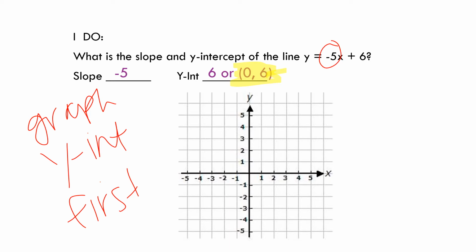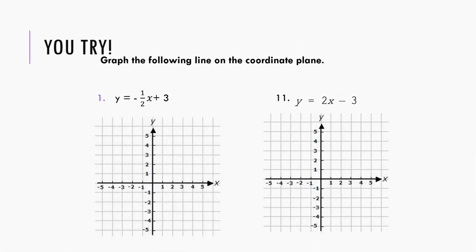So I'm going to graph my (0, 6) up here, and then my slope is -5, so I'm going to go down 1, 2, 3, 4, 5, and then go to the right 1. Then you draw your line between those points. Obviously that's not perfect because I'm doing this on a computer, but that is what your line would look like. So you go ahead and try 1 and 2, or A and B rather. Once you're done, you can look at the answers.